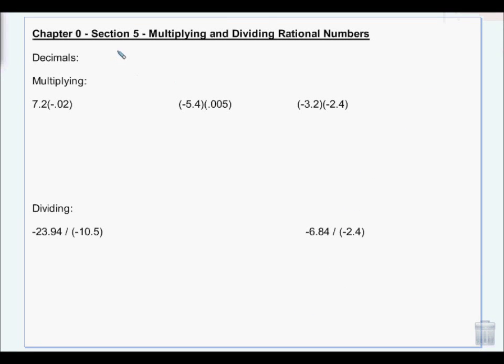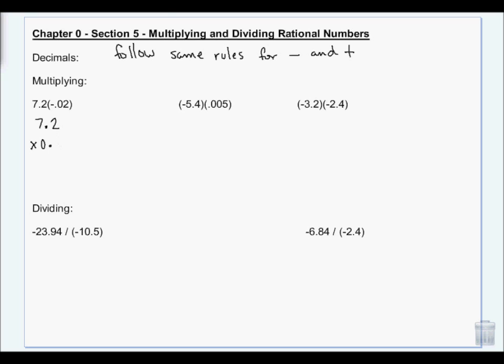Okay. These follow the same rules. Right, so if I have two negatives, my answer is positive. If I have a positive and a negative together, my answer is going to be negative. Okay. Now, you will have access to a calculator, but I'm going to go ahead and show you how to do this the long way.